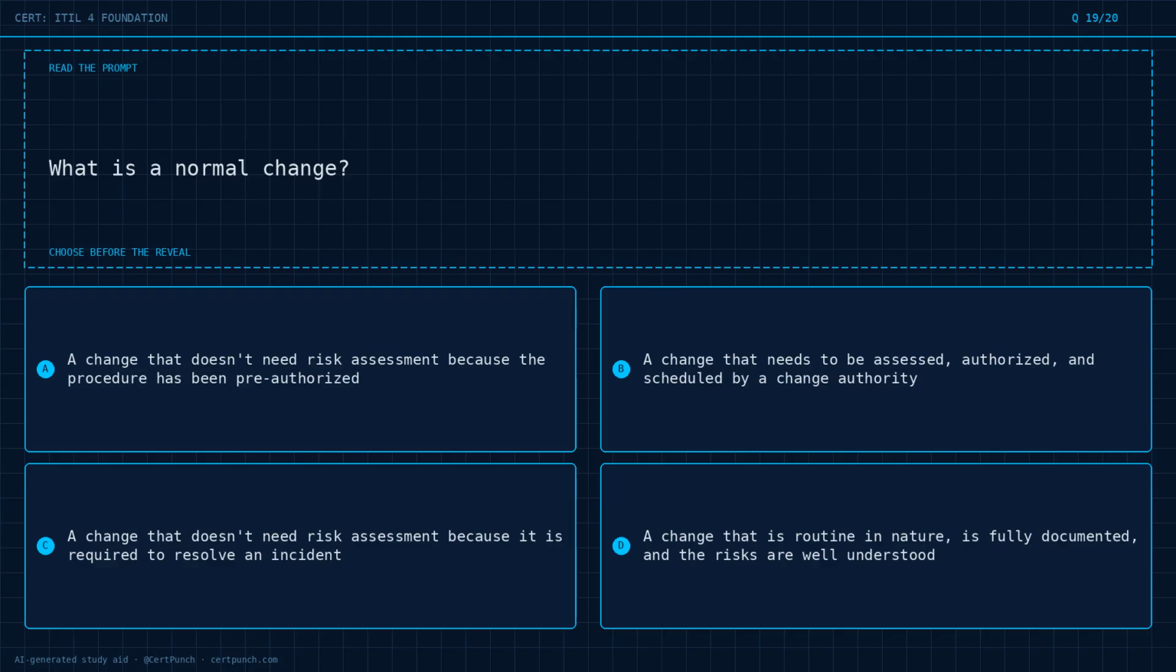Question 19 of 20. What is a normal change? Option A. A change that doesn't need risk assessment because the procedure has been pre-authorized. Option B. A change that needs to be assessed, authorized, and scheduled by a change authority. Option C. A change that doesn't need risk assessment because it is required to resolve an incident. Option D. A change that is routine in nature, is fully documented, and the risks are well understood. Decide on the strongest option before the reveal. Stay with your gut. The answer is option B.